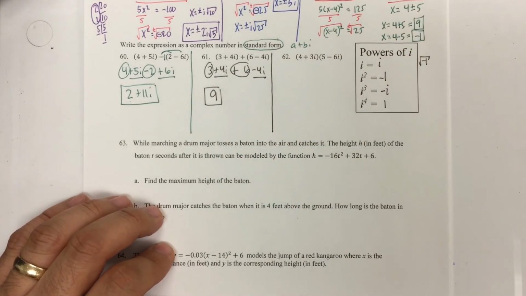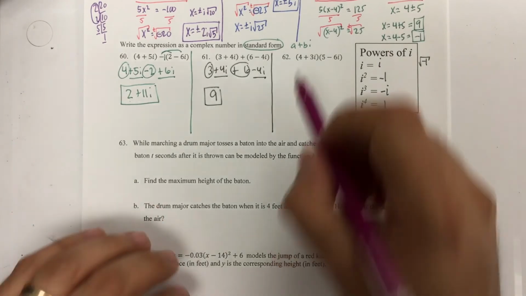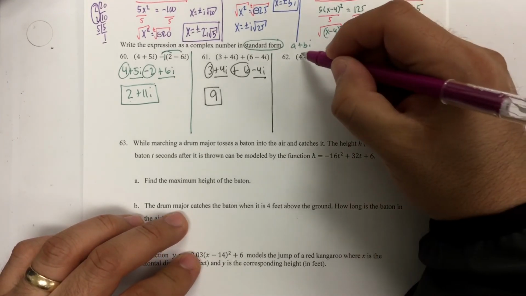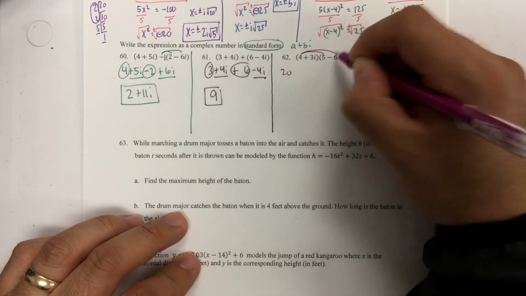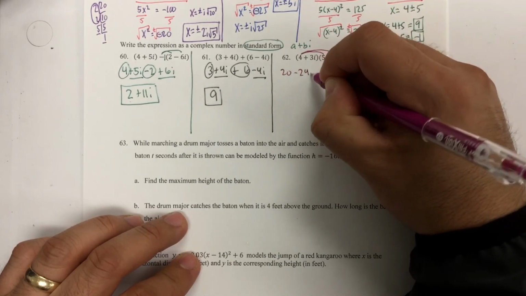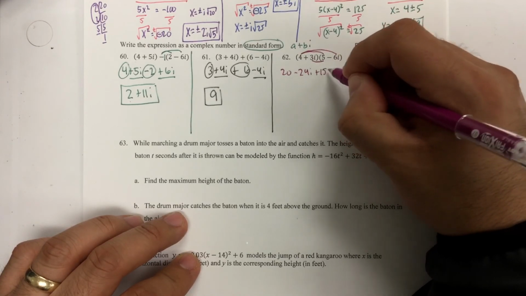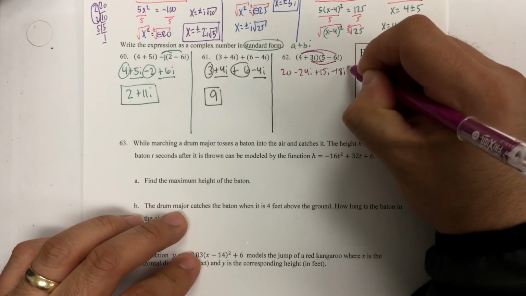Now for the last problem, we're going to multiply, because there's no plus or minus sign in between, so this is going to be distribution. So you just FOIL it out. So 4 times 5 is 20. 4 times -6 is -24i. Now I'm going to distribute 3i. 3i times 5 is 15i. 3i times -6 is -18i squared.